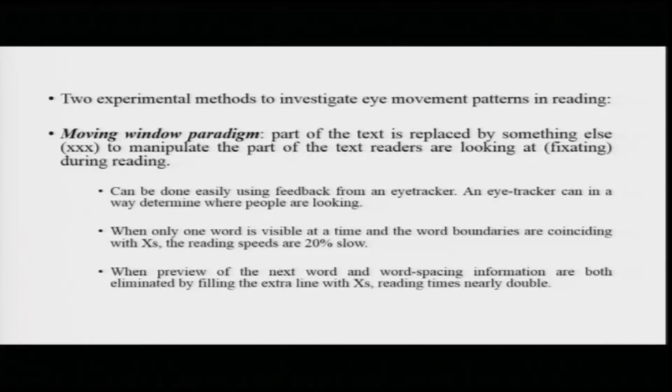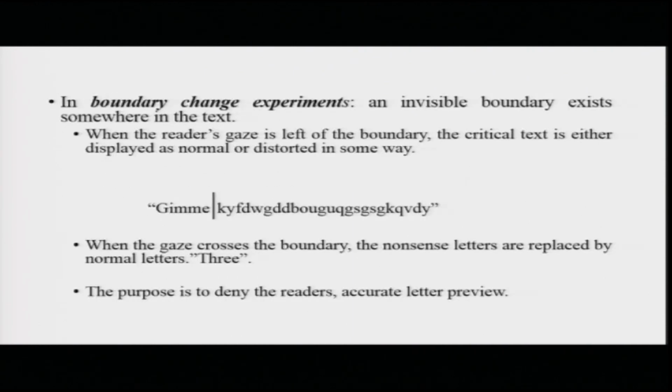Okay. Because in this paradigm you are only reading one word at a time, when only one word is visible at a time and the word boundaries coincide with x's, the reading speed becomes almost 20% slower than how somebody would naturally read, and that is intuitive and can be expected. Now when the preview of the next word and word spacing information are both eliminated by these extra lines and x's, reading times almost double. So you become slower by almost 50 to 60%. So this is a demonstration of the moving window paradigm.